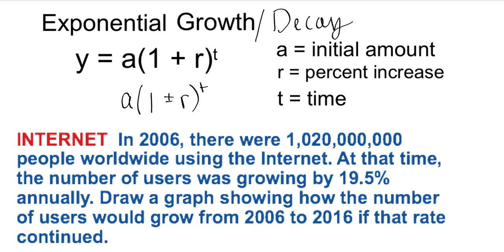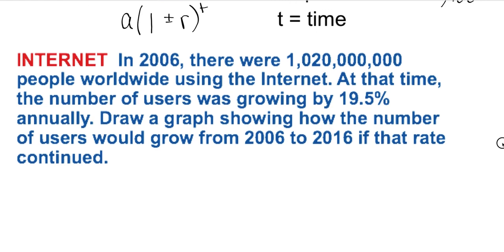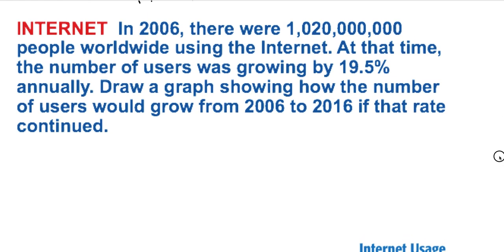Okay? So A is your initial amount, whatever you start with. If it's bugs or people or something like cell phone users or internet users. R is the rate. R is a percent, and remember to always take that number and divide it by 100 because we need to use our percents correctly in our formula here. And t is just time. Okay? So let's check this example out, and that should be sufficient.